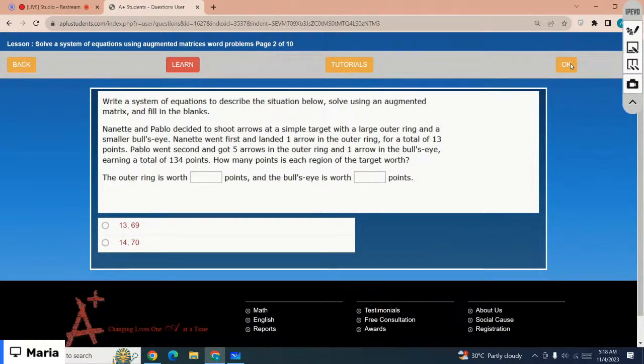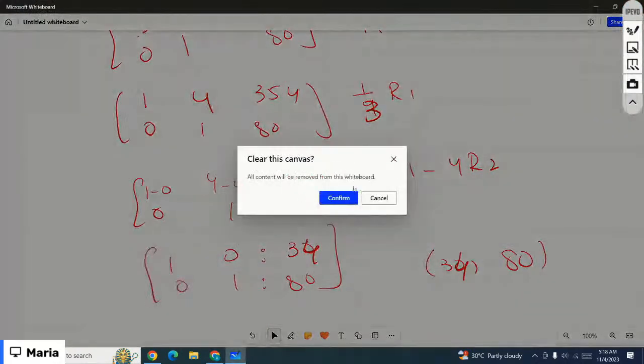So let's just make the equations, right? X is the point awarded for an arrow at the outer ring, and Y is the points awarded for an arrow in the bull's eye, right? So the first equation is x equals 13, and the second equation is 5x plus y equals 134, right?